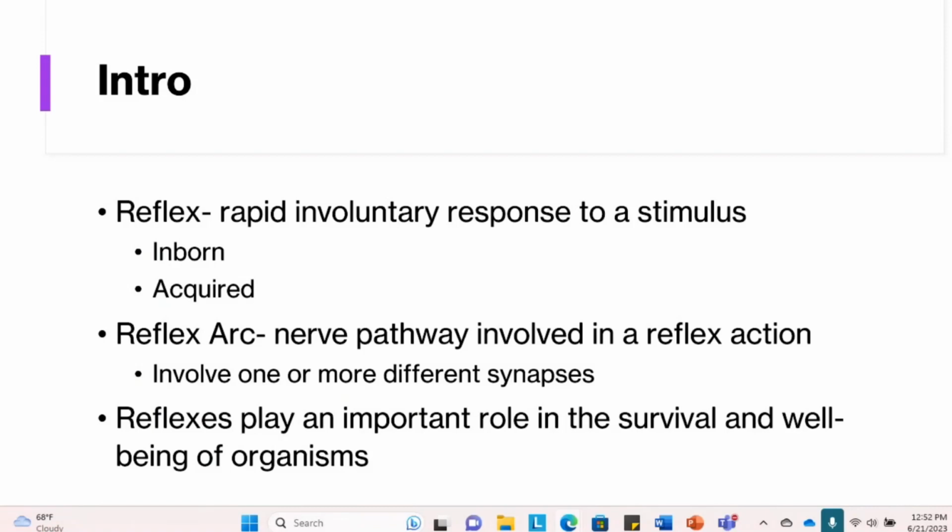So when a reflex is inborn, that means it's intrinsic and it's unlearned. So it's something that's built into our neuronal anatomy. An example of this would be touching something hot. When you touch something hot, you don't need to be taught to pull your hand away, you just automatically do it.